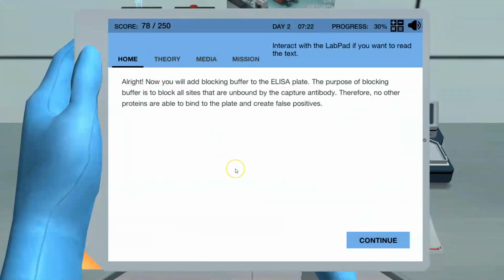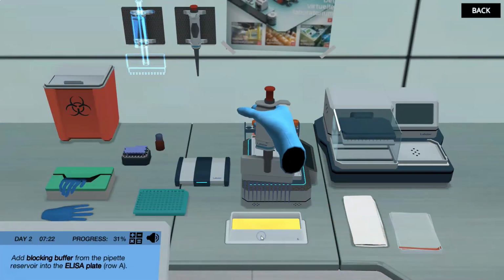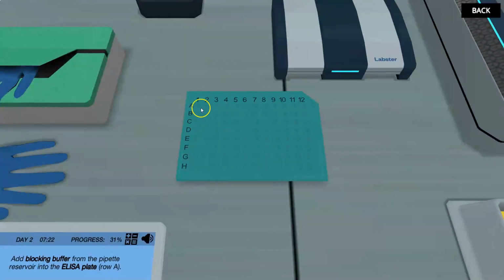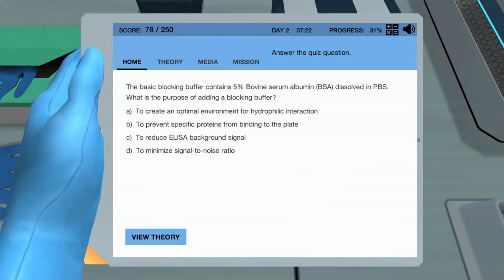Alright, now you will add blocking buffer to the ELISA plate. The purpose of blocking buffer is to block all sites that are unbound by the capture antibody. Therefore, no other proteins are able to bind to the plate and create false positives. Add blocking buffer from the pipette reservoir into the ELISA plate. The basic blocking buffer contains 5% bovine serum albumin dissolved in PBS.